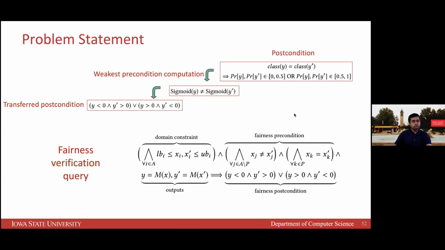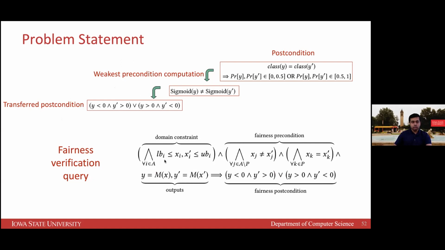So this is basically our problem statement. We have our postcondition transferred to the neurons, as well as our precondition transferred here, and this is how we transfer the fairness conditions into the neuron-level neural network. And then this is our fairness verification query.